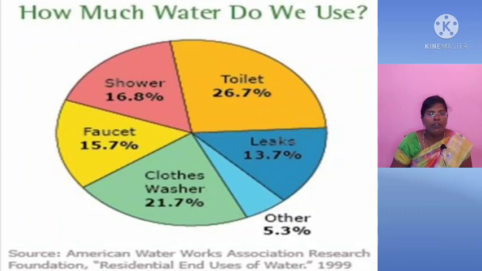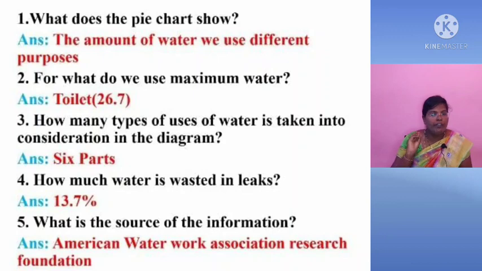Now we will go for the questions. In each diagram you will get 5 questions, each question carries 1 mark. So in this diagram we have 5 questions. The first question is, what does the pie chart show?